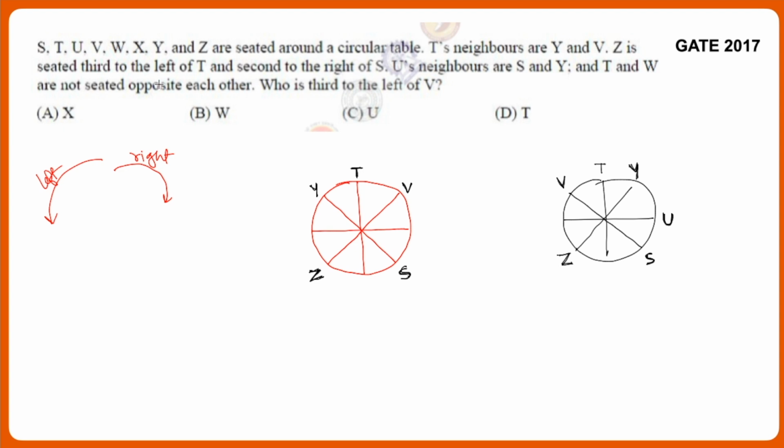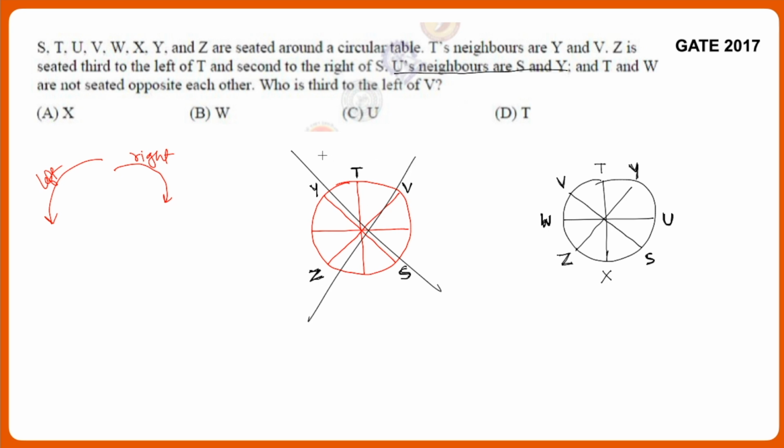T and W are not seated opposite to each other. T and W are not seated here. So now if W cannot sit here, then any other position where W can sit, that is this. So W can come here. Now who is left out? So we have S, T, U, V, W. X is not sitting, right? So that means the final position of X is this. We have just got it from this line.